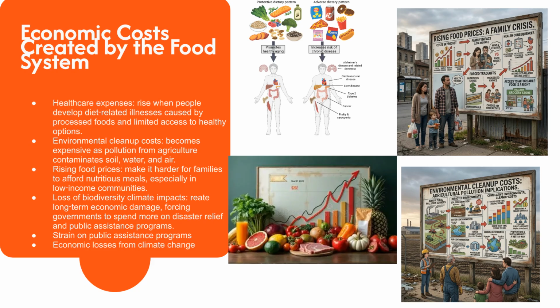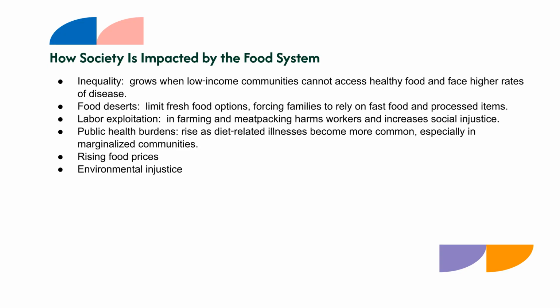Economic costs also play a major role, because the food system creates financial burdens through healthcare costs, environmental cleanup, rising food prices, and climate-related economic losses. And because of that, low-income families face the hardest trade-offs. Social impacts create inequality growth when communities can't access healthy food. Food deserts, labor exploitation, public health burdens, and environmental injustice all show how the food system affects society.